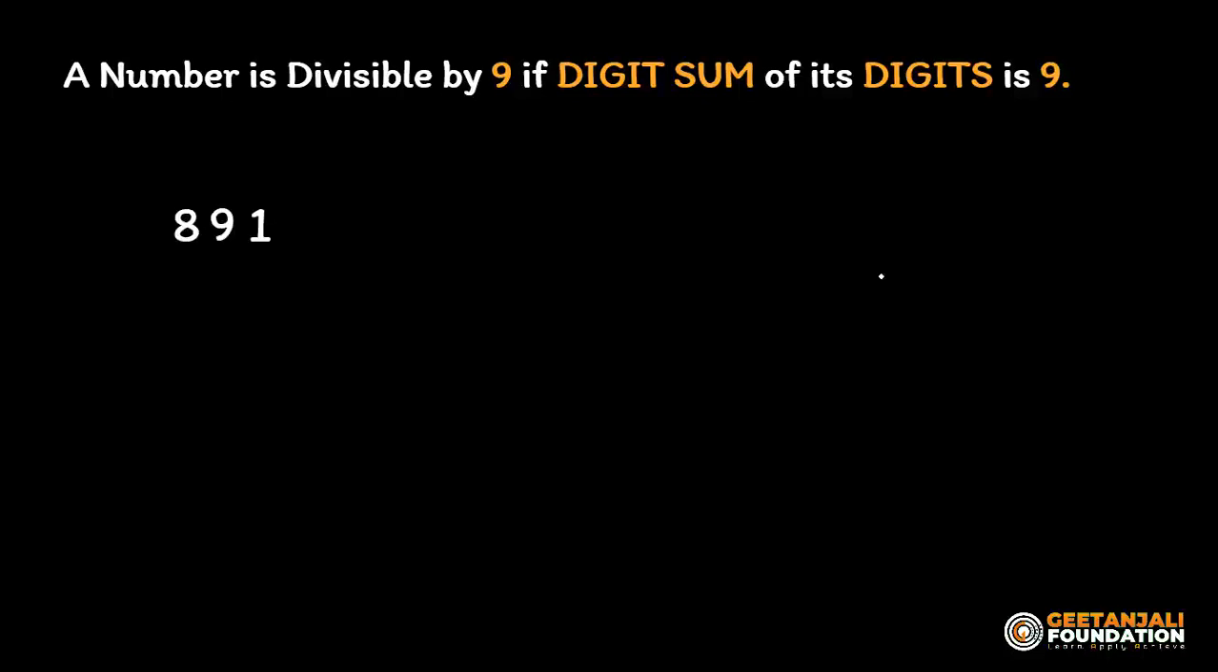So let's check the number 891. I told you wherever there is 9 you just cancel it. So the digit sum is 8 plus 1, 9. So the digit sum of the given number is divisible by 9. Therefore the given number 891 is also divisible by 9.